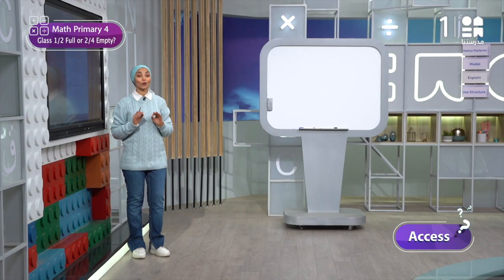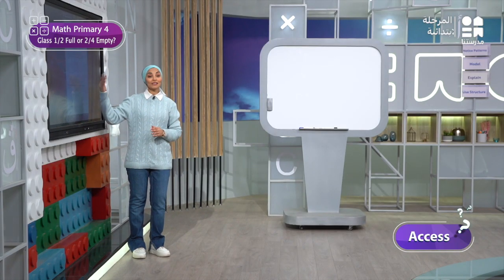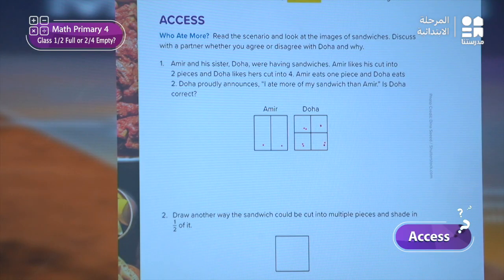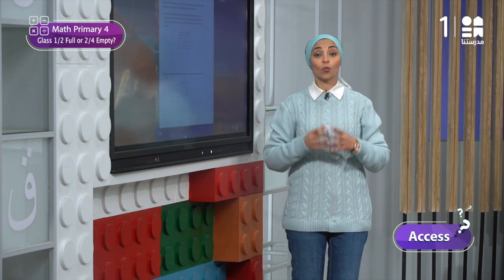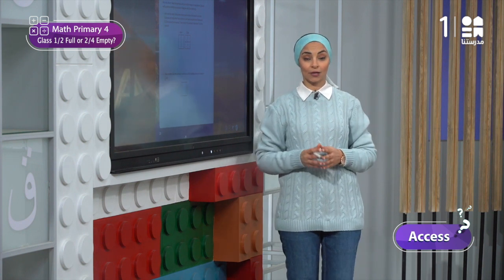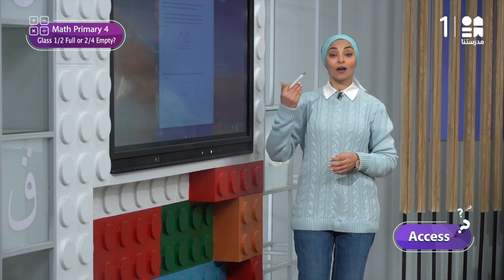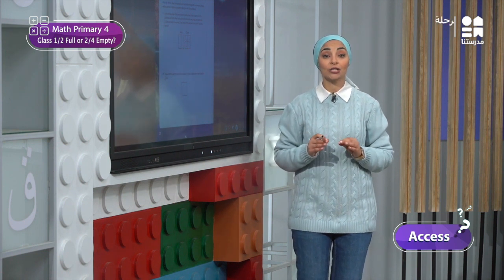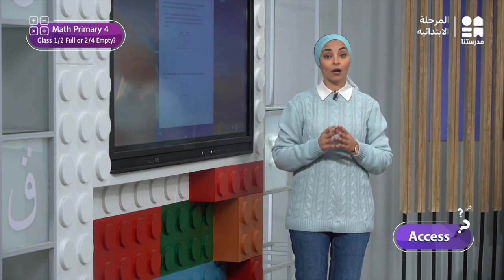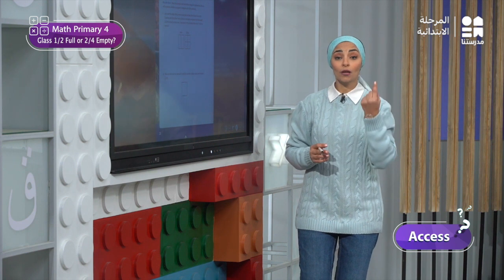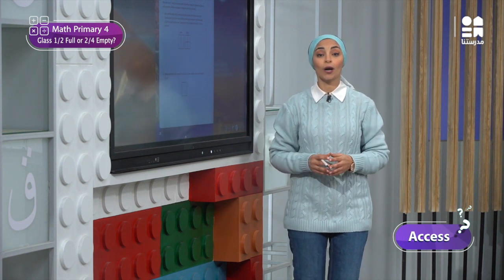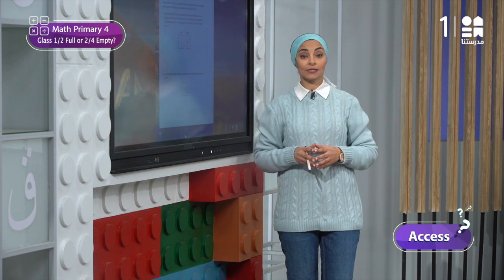Now I'm sure that each one of you looked at Amir's sandwich model, which is divided into 2 pieces, and Doha's sandwich model, which is divided into 4 pieces, so that we can compare the 2 sandwiches and calculate the quantity they ate. Like we did in the last lessons we could shade. We shade the part of Amir and the 2 parts of Doha. So Amir ate 1/2 of the sandwich and Doha ate 2/4 of the sandwich.